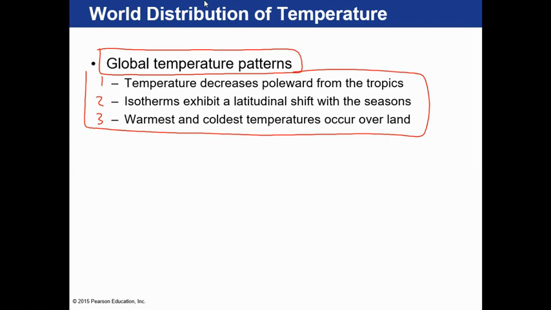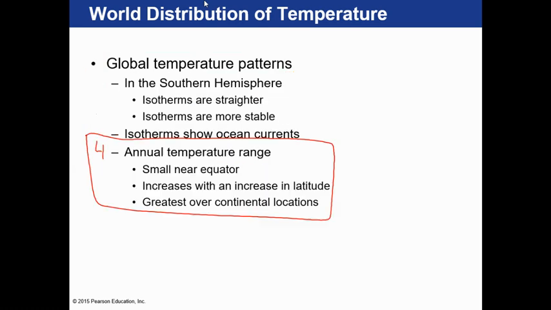These are some general concepts that make sense. One, temperature decreases as you go toward the poles. That makes sense. Two, isotherms exhibit a latitudinal shift with the seasons. That just means that it's warmer in the summer and cooler in the winter. And three, the warmest and coldest temperatures occur over land because of what we just talked about. Land cools off much easier than water, and it also warms up much quicker than water. Water has a very high specific heat. It takes lots and lots of energy to heat up a kilogram of water by 1 degree versus a kilogram of rock or land.